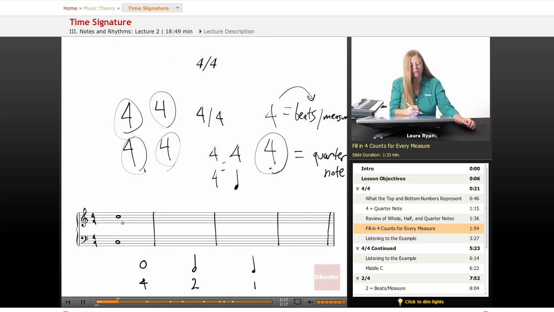Okay, as you remember from our work on the lines and spaces of the treble clef and bass clef, this is a C, this is also a C. Let's make it a little bit more interesting. We'll change these C's to half notes. Okay, 2 plus 2 equals 4. We got 4. Good.